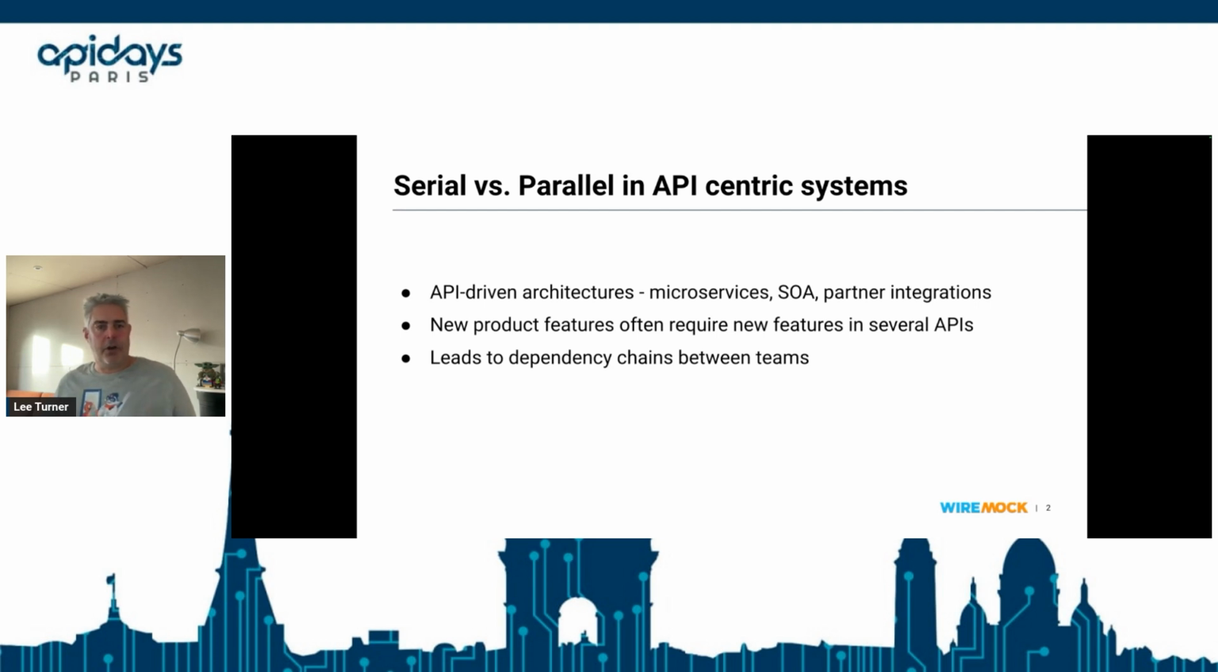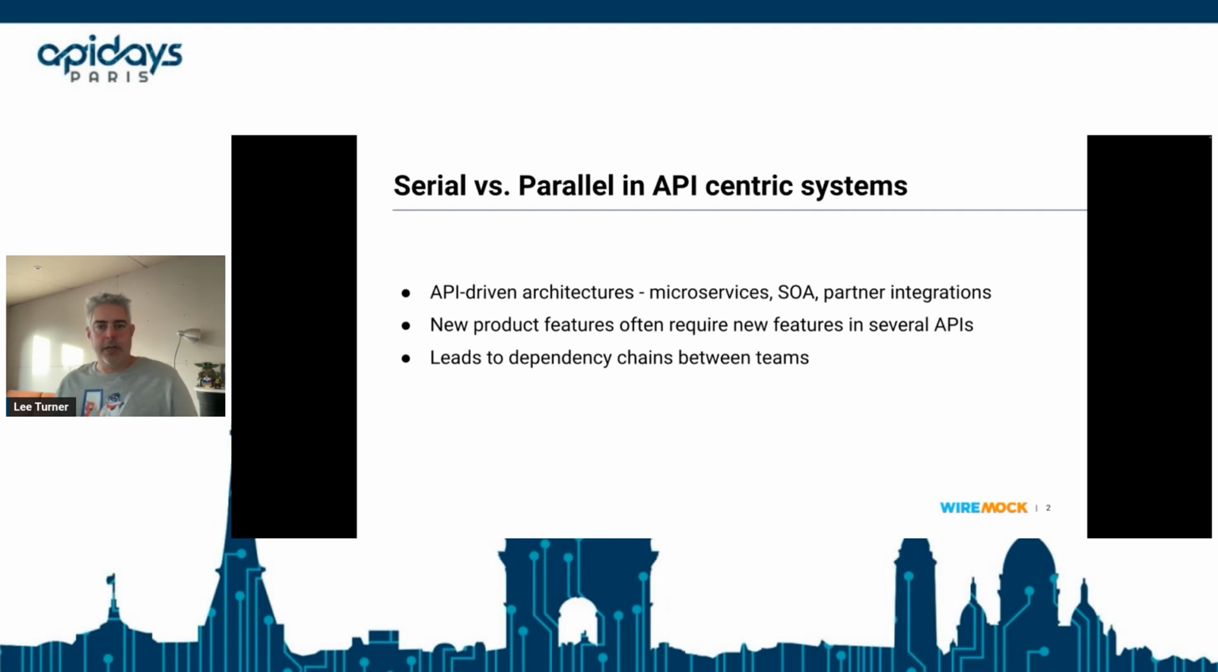In these types of architectures, new product features often require changes in multiple of those services, or sometimes new services entirely need to be built to meet the needs of those new product features. Now, in these types of architectures, this can lead to a real web of dependencies where producing teams are required to build and ship something before consuming teams can even begin to think about starting or building their features.